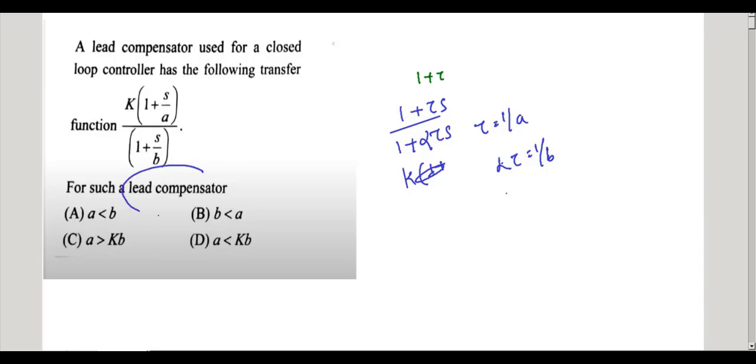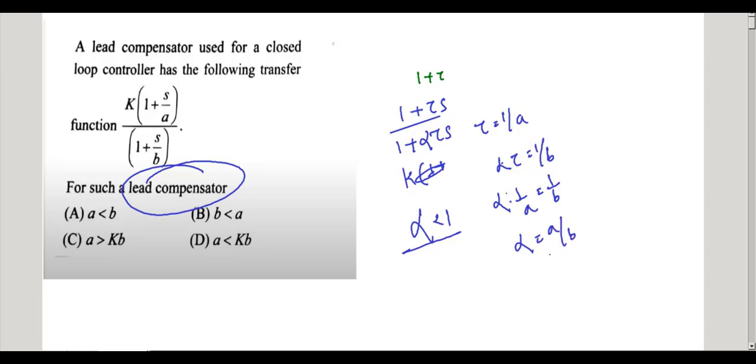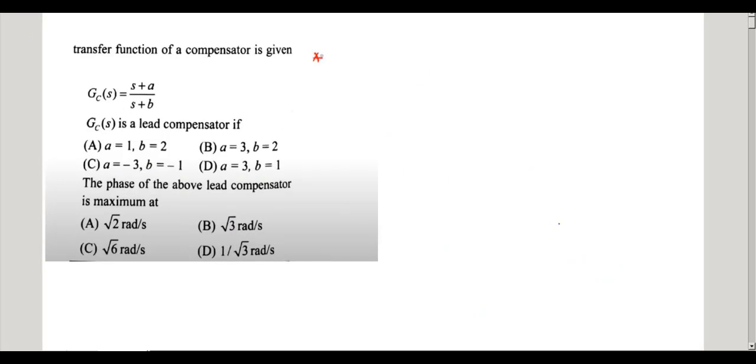So it is given a lead compensator, so alpha is less than 1. So alpha into 1 by a equals 1 by b, alpha equals a by b, alpha less than 1, a by b less than 1, a less than b is the lead compensator. Option A is the correct answer. Next question. So let's see the next question.